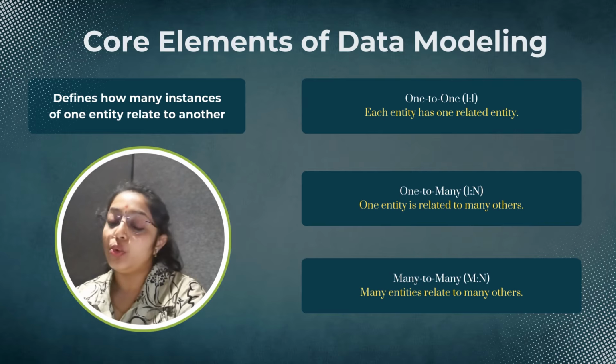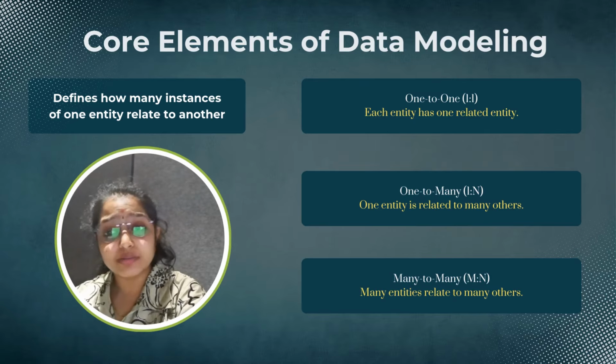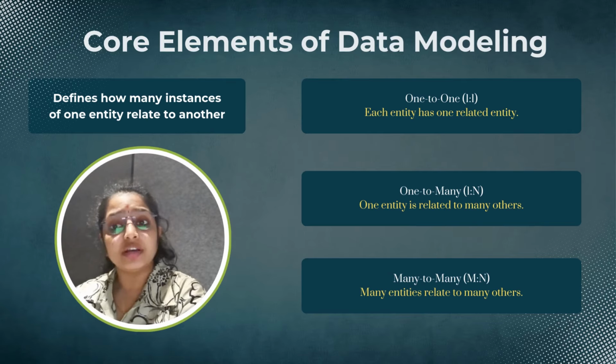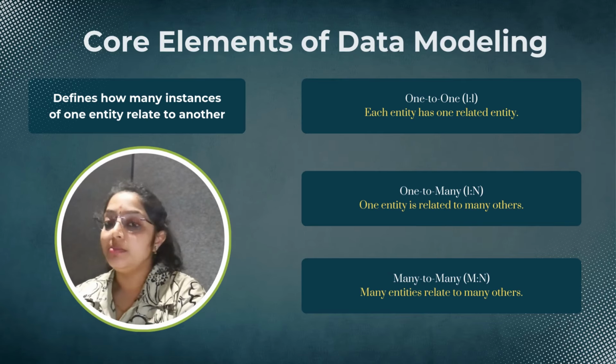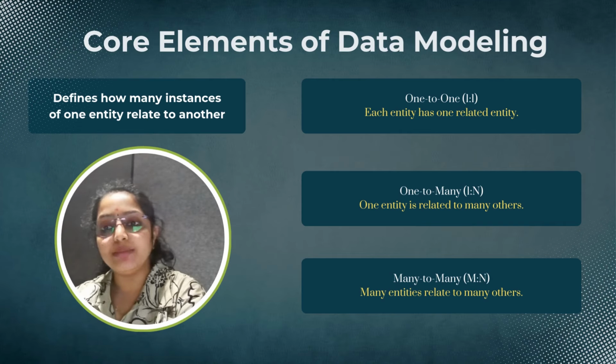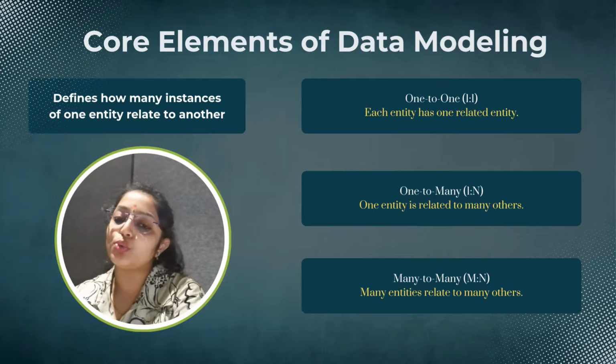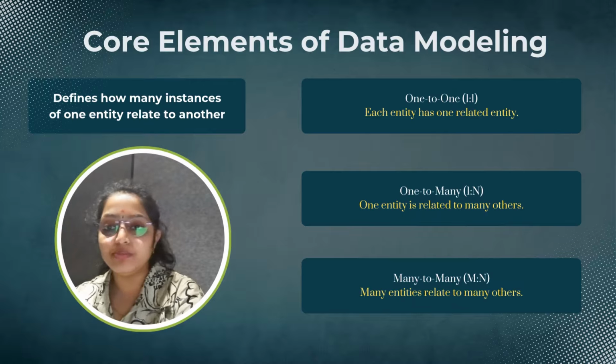For example, one customer can place many orders. Whether I place 10 orders, 15 orders, or 20 orders, the customer ID is going to remain the same. So with the same customer ID, I can place n number of orders. So this is where one to many comes into the picture.